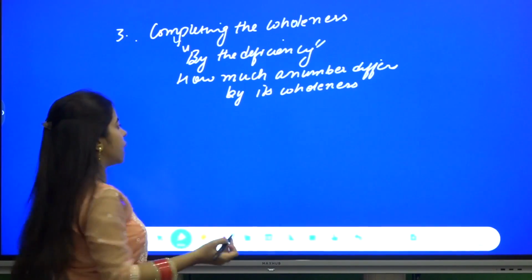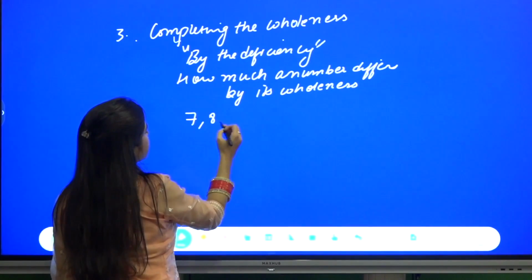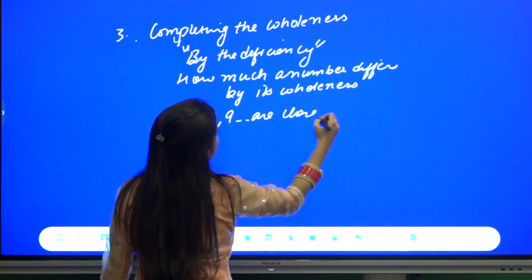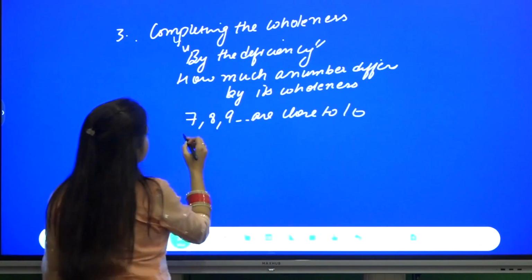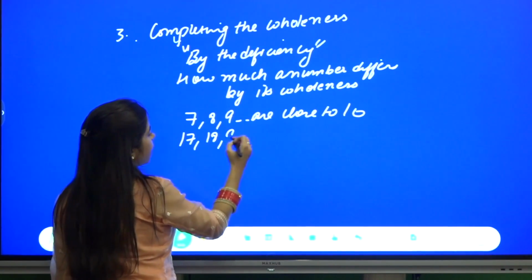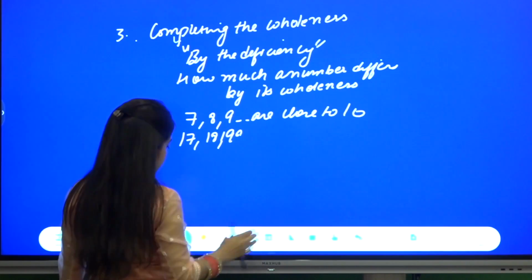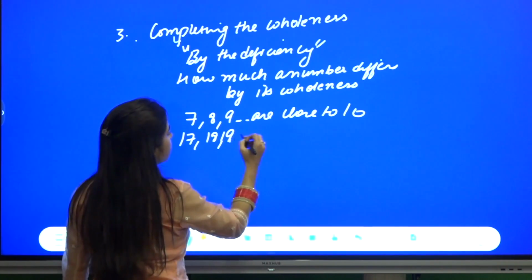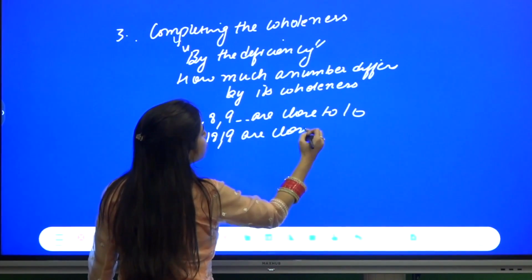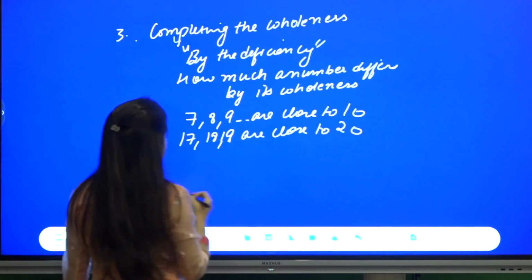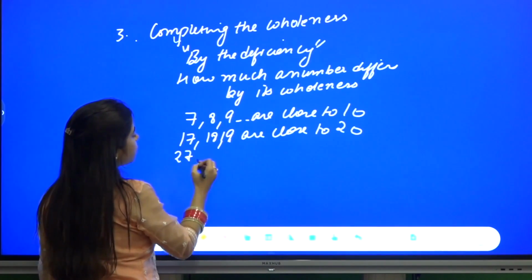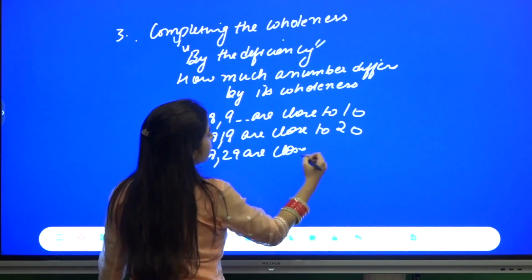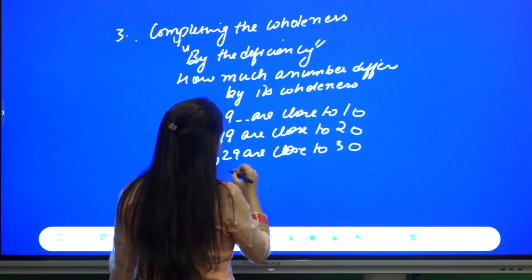We can see that 7, 8, 9 are close to 10, 17, 18, 19 are close to 20, 27, 28, 29 are numbers close to 30 and so on.